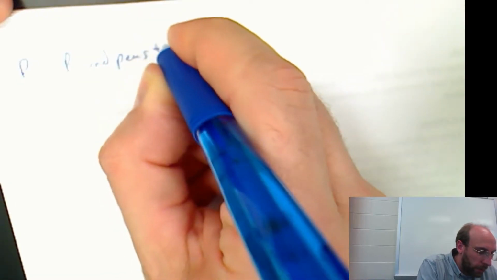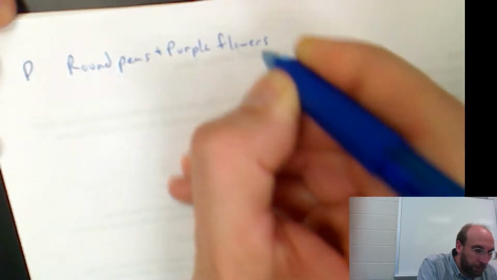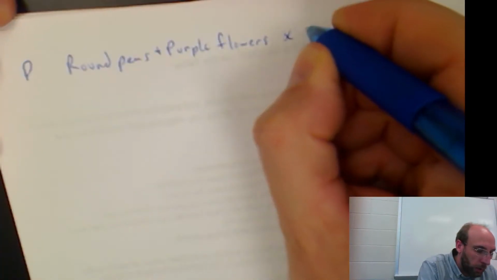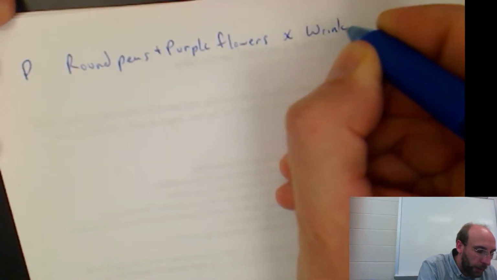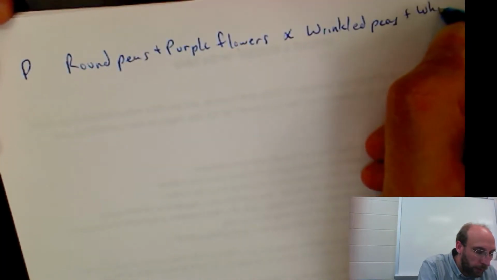Okay, I wanted to go over again two gene crosses, which I didn't quite finish in last class. So we were talking about a parent generation that had round pea plants and purple flowers, and they were crossed with a pea plant that had wrinkled peas and white flowers.